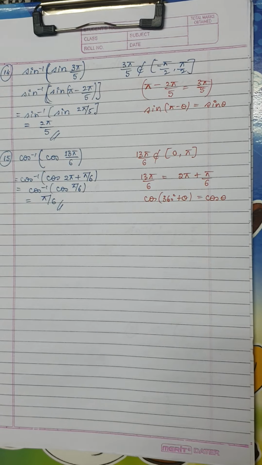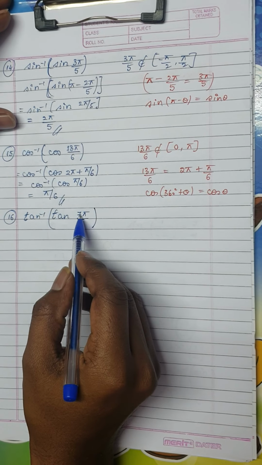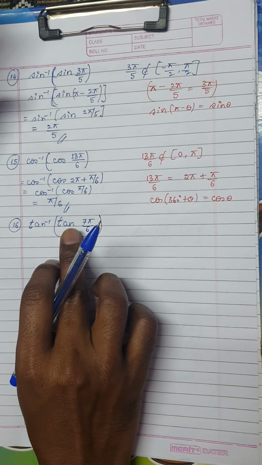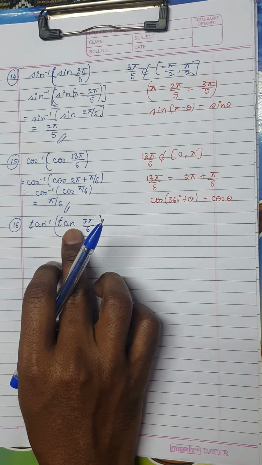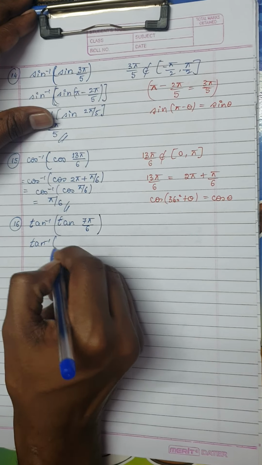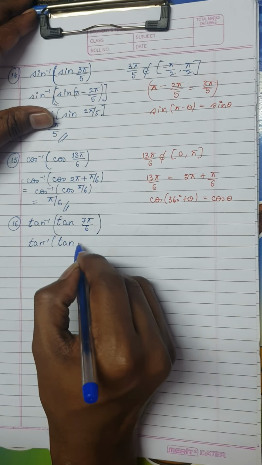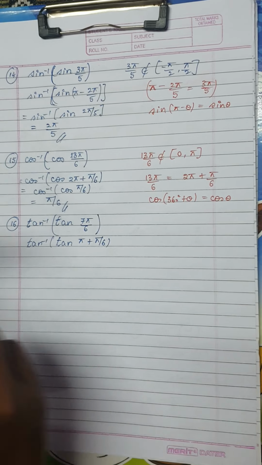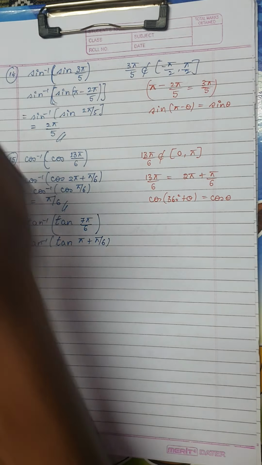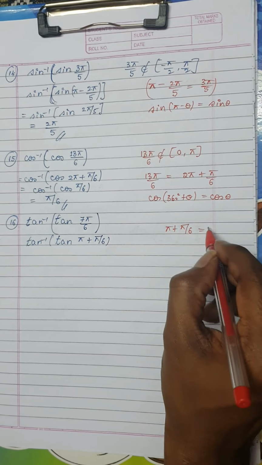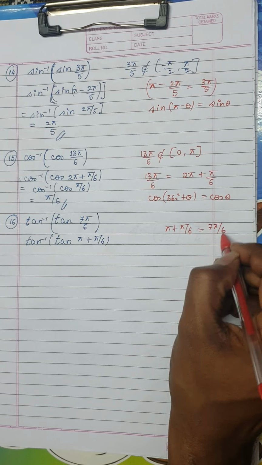Another similar question of this type. I have tan inverse of tan 7 pi by 6. Definitely 7 pi by 6 is not in the range of tan inverse x, which is the open interval minus 90 to plus 90. So I am going to write 7 pi by 6 as pi plus pi by 6. These things you will come to know only by practice. Pi plus pi by 6 is 7 pi by 6.